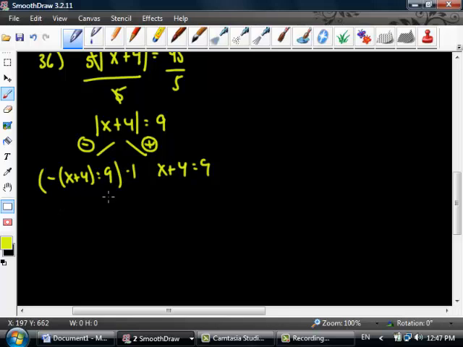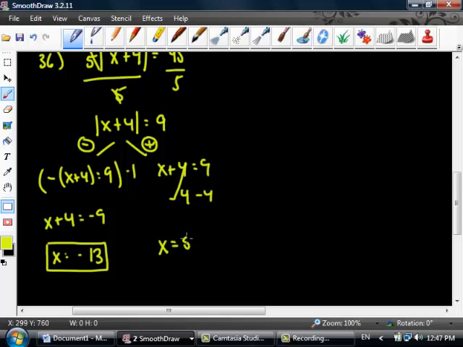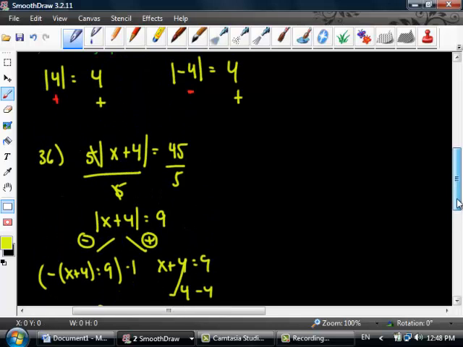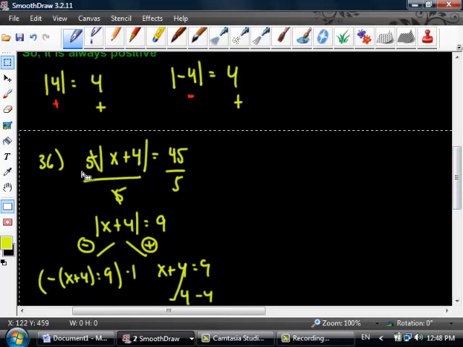Multiply both sides by negative 1. So that is x plus 4 equals negative 9. X equals negative what? Better be negative 13, right? Doubly unlucky. X equals 5. Raise your hands if you got negative 13 and 5 as your answers. Good job. Very good. All right, let's go into some special little deals here.